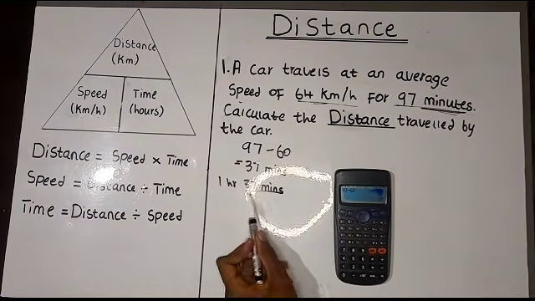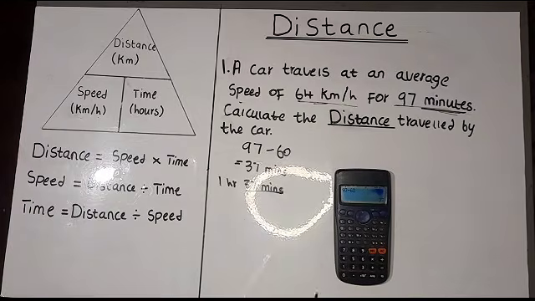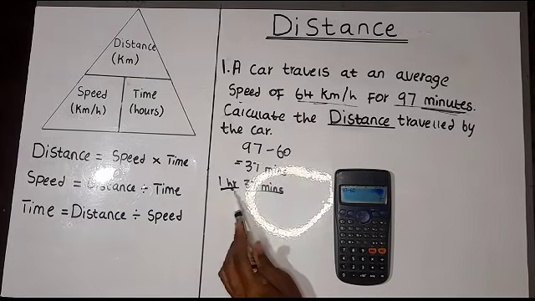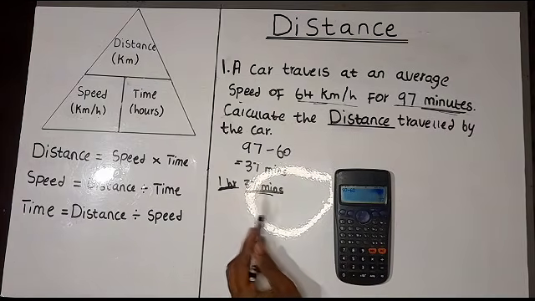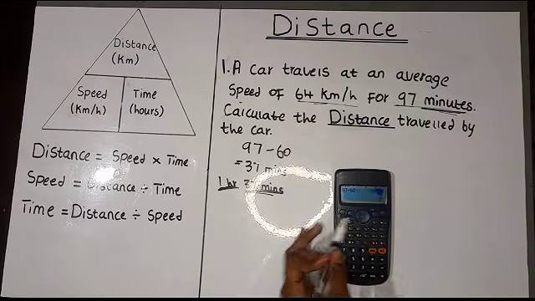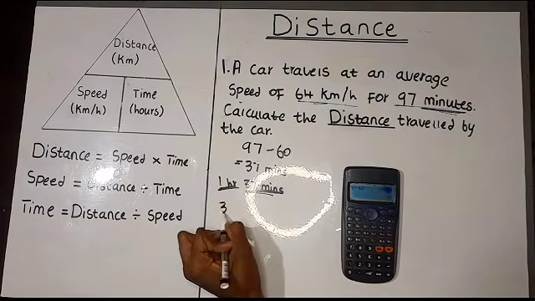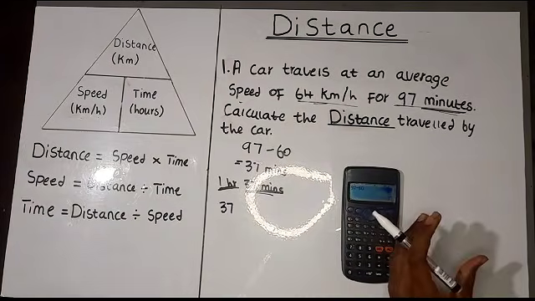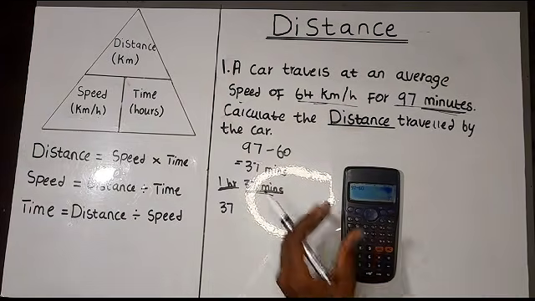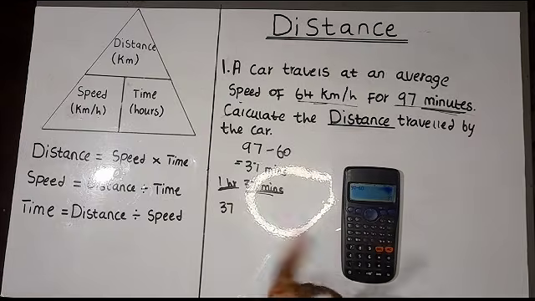We have to convert these minutes to hours, because remember what I told you, your time should always be in hours. It should not have any minutes or any seconds in it. So we have an hour and 37 minutes. Now we have to convert the 37 minutes to hours. When we convert from minutes to hours, we divide by 60, because 1 hour has 60 minutes.